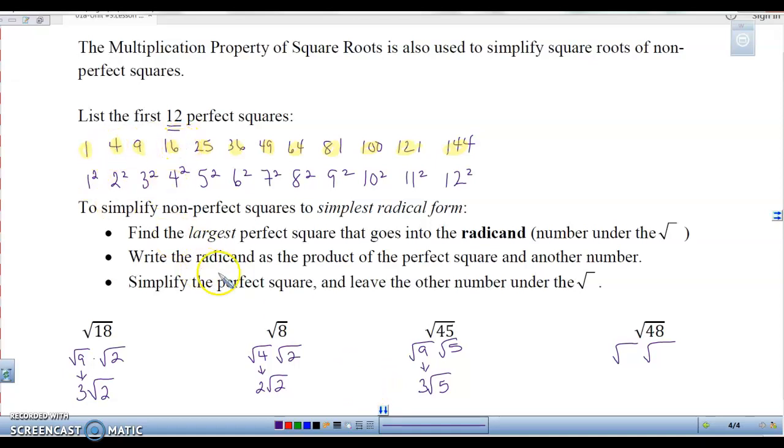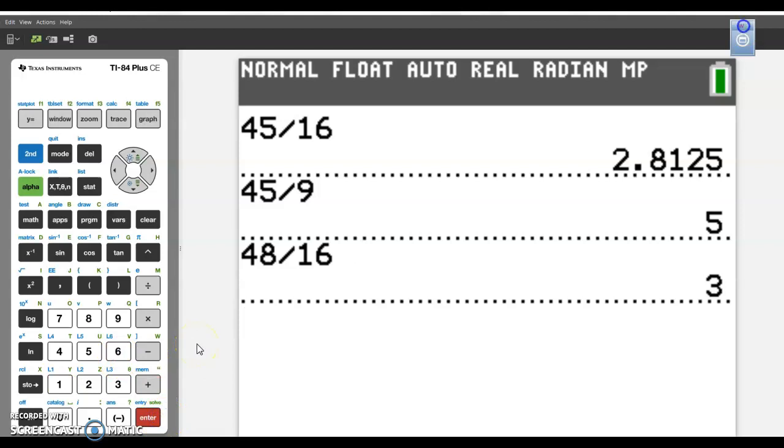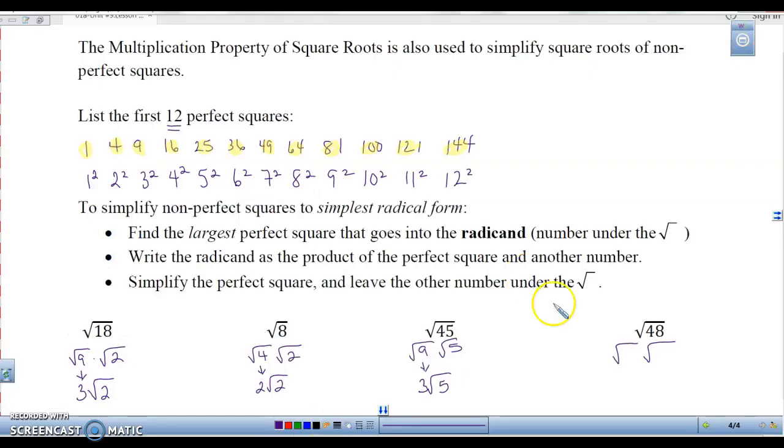16 does as well. So how do we know which one to use? Well, we want to work backwards from the biggest one that it could work. All right, so if we go back here, 49 is too big. 36 is the one below it, but 36 doesn't go into 48. 25 doesn't. Let's see if 16 does. 48 divided by 16 is 3. Yeah, that does. Okay, so that's going to be 16 times 3.